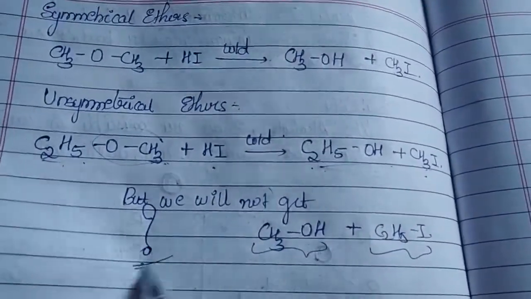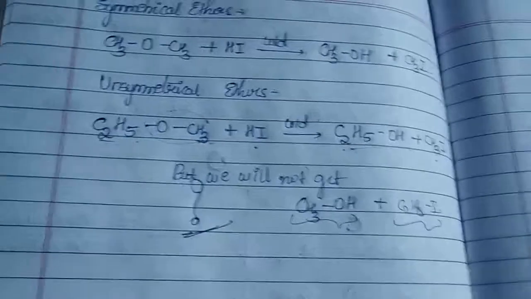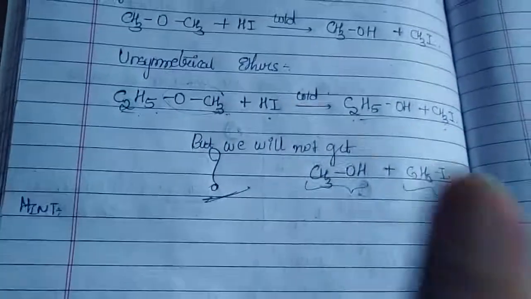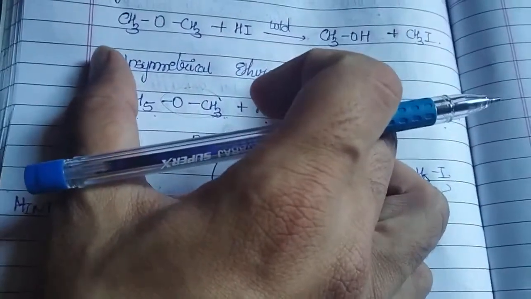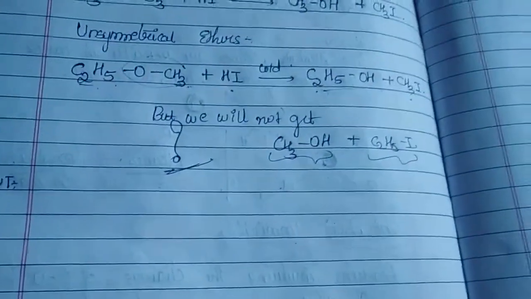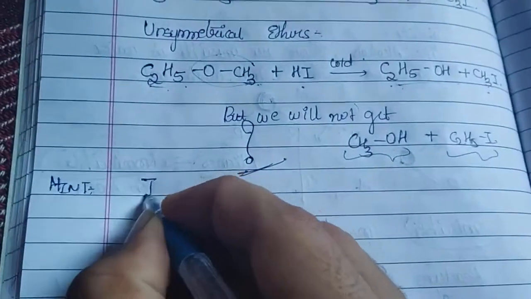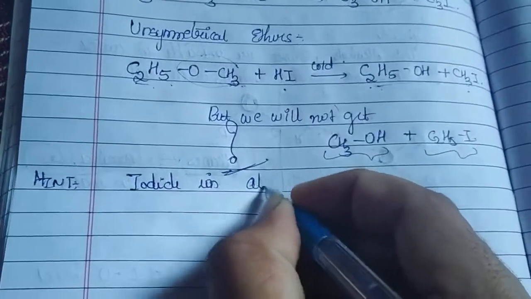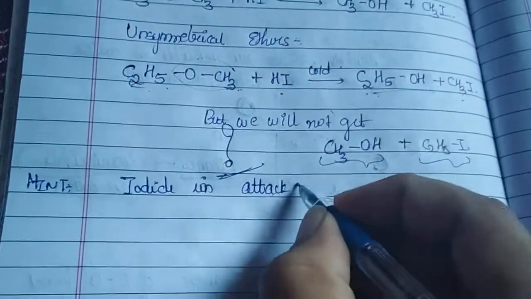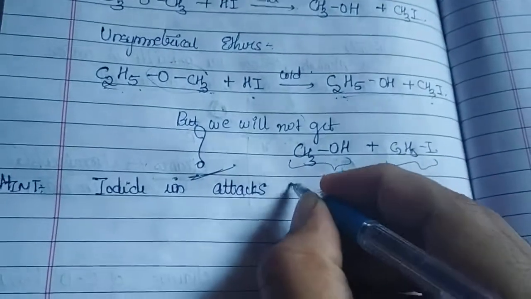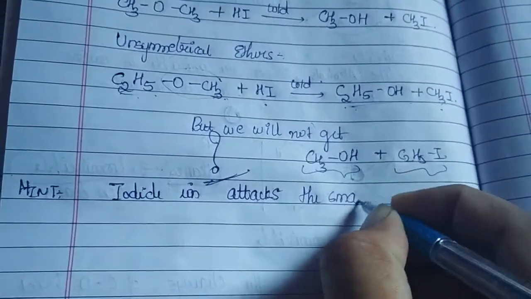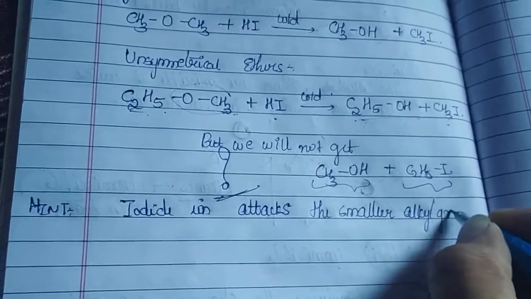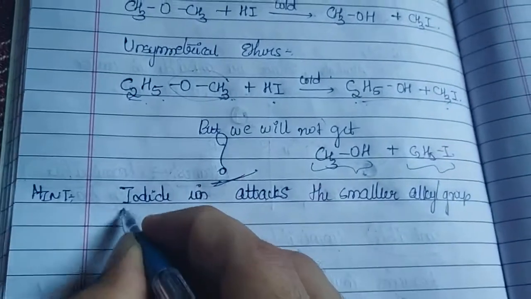Question arises, why? Remember, I'll just give you one important hint over here. What is the hint, sir? Whenever we talk about unsymmetrical ethers which are treated with cold concentrated HI, remember, your iodide ion attacks the smaller alkyl group. The smaller alkyl group. In which one? When we treat unsymmetrical ethers.